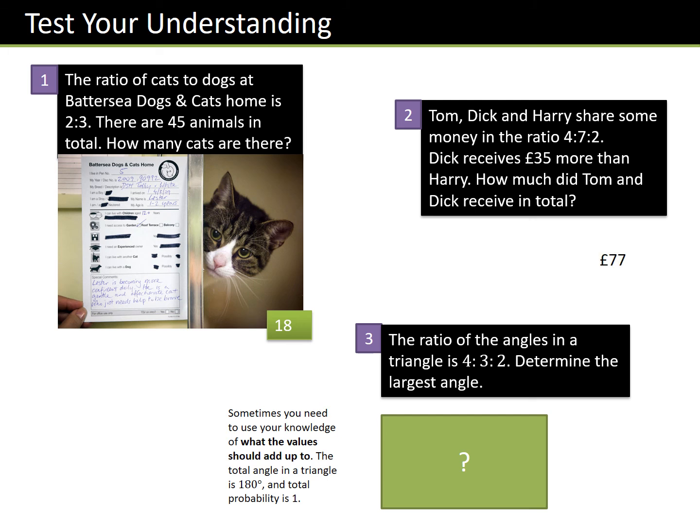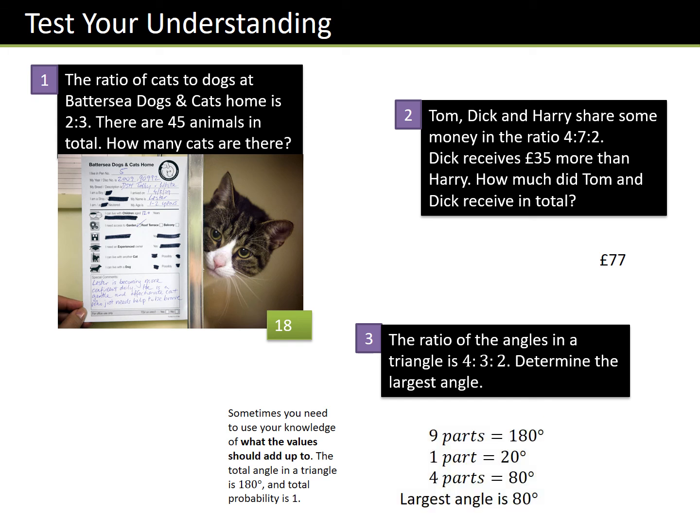The ratio of the angles in a triangle is 4:3:2. Determine the largest angle. Okay, so you need to know what angles in a triangle add up to. They add up to 180. And again, if you get a probability question, you need to know that total probabilities always add to 1. So think about this, the angles add up to 180. So 9 parts is 180, 1 part is 20 degrees, 4 parts is therefore 80, the largest angle is 80 degrees.